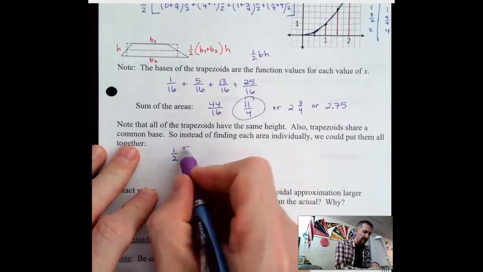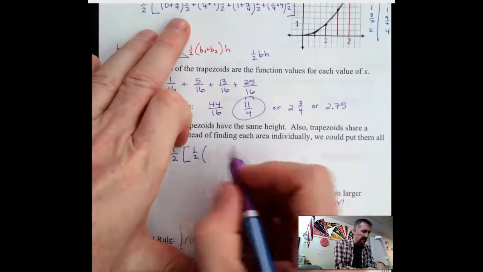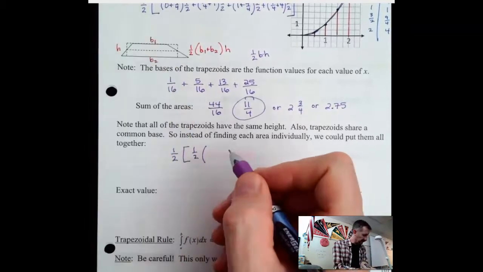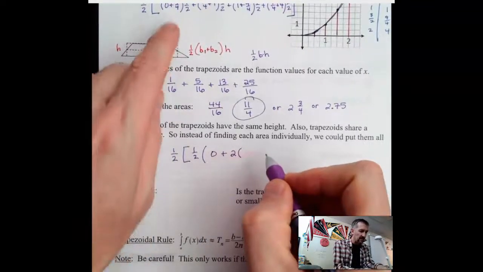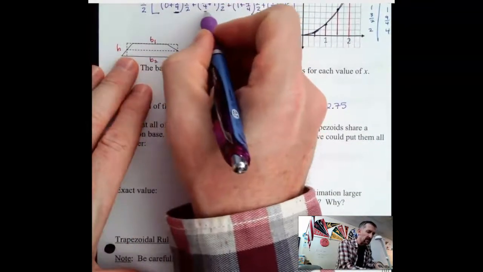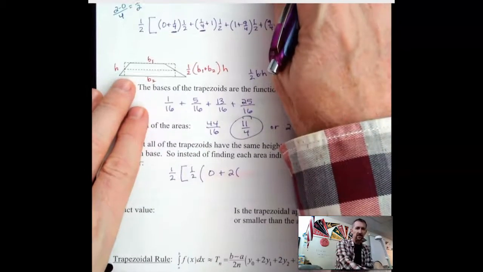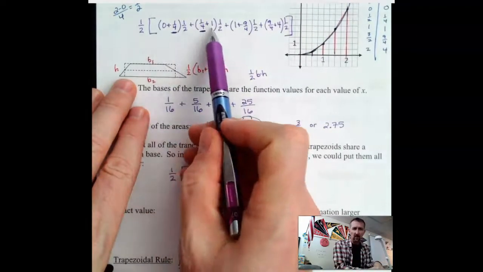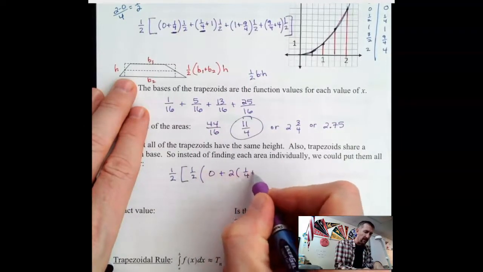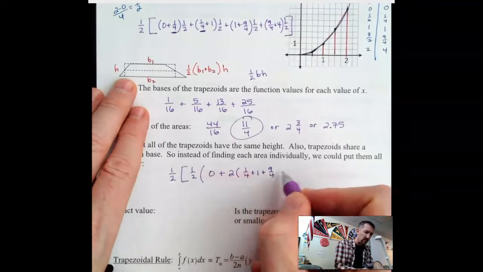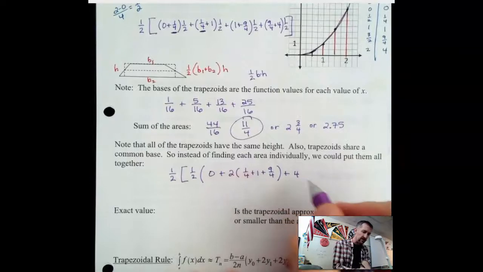So we had the 1/2 factored out. We also could have factored out that 1/2. And then what we could notice here is that, it's going to get a little bit tricky, but we have that first base was 0. And then maybe you noticed all of these numbers occurred twice. 1/4 occurred twice, 1 occurred twice, 9/4 occurred twice. So we have 1/4 plus 1 plus 9/4, and then the 4 only occurred once.